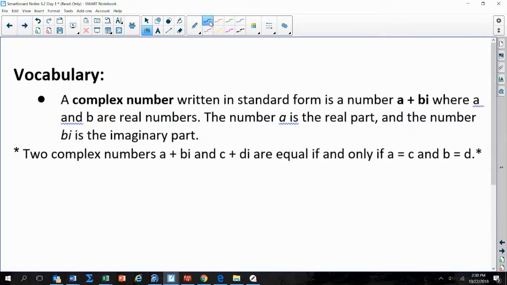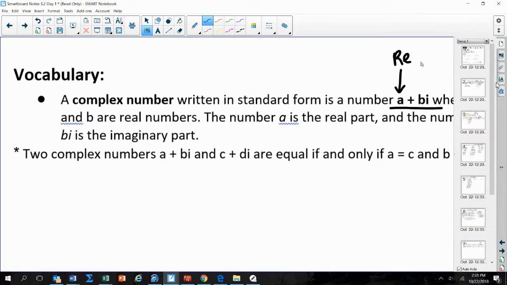The very last thing we're going to talk about today is what is a complex number. A complex number in standard form is a plus bi, where a is the real number part. Oh no, my screen froze. a is the real number part, and bi is the imaginary part. Okay, so let me go ahead and just get a new screen up here.